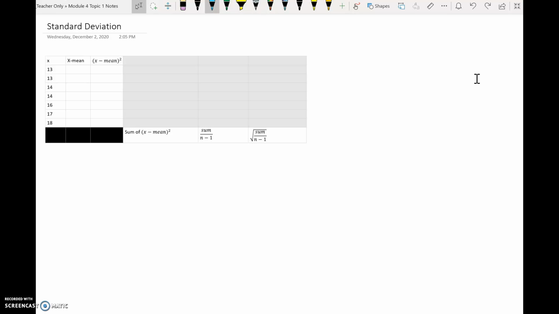So with standard deviation, the first thing you need to do is find the mean. Remember, the mean is the sum of all the data points divided by the number of data points. So in our case, I would take 13 plus 13 plus 14 plus 14 plus 16 plus 17 plus 18 and divide it by 7. I'm going to go ahead and do that now.